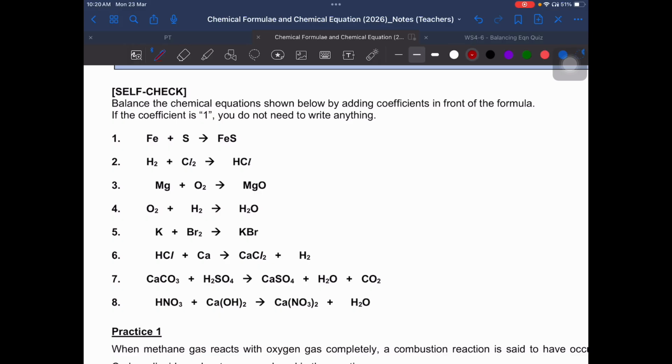Now, if there's a need to balance and you realize that the coefficient, which is the number that you're going to add, is actually a 1, then there's no need for you to change anything on the equation itself. So there's no need for you to put a 1 here. So let's try to apply this and see what it looks like.